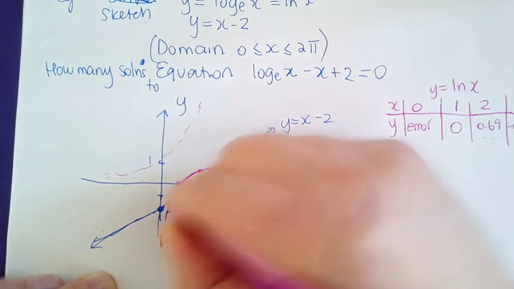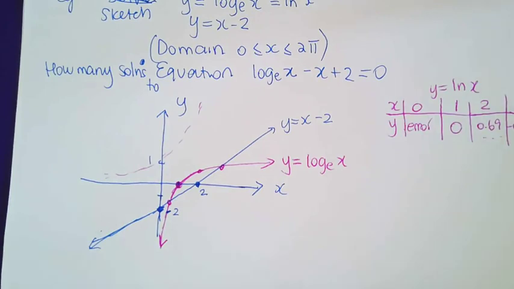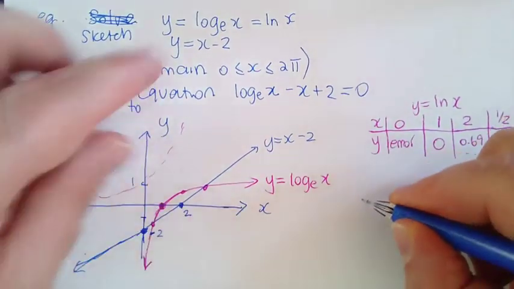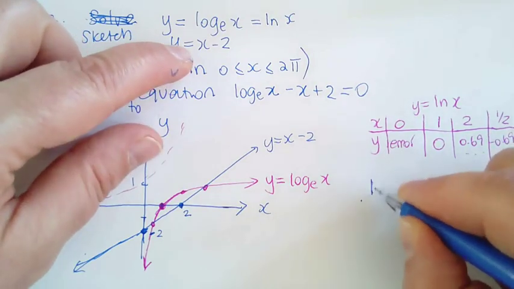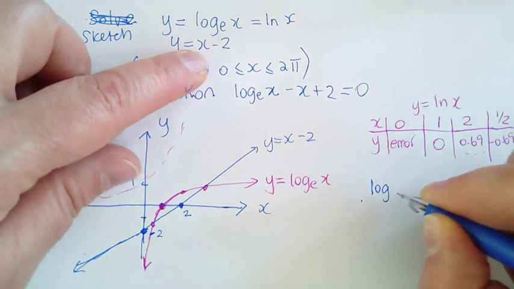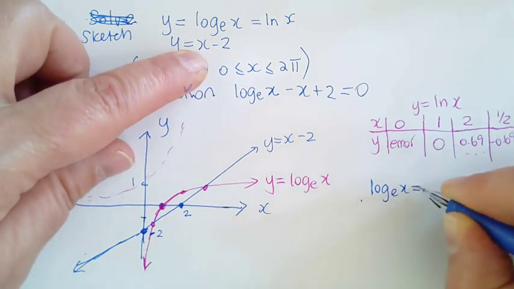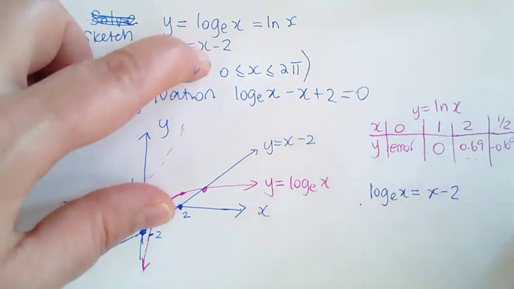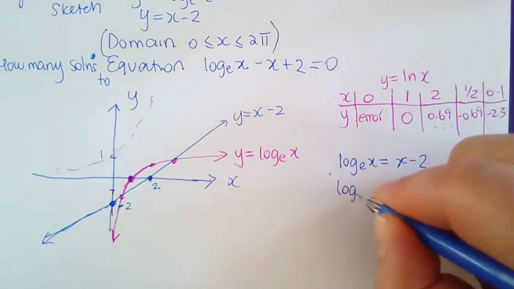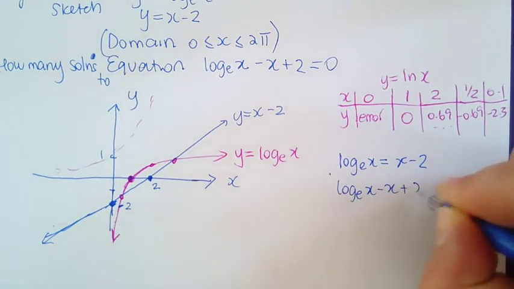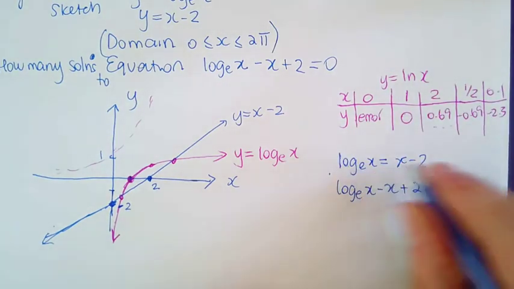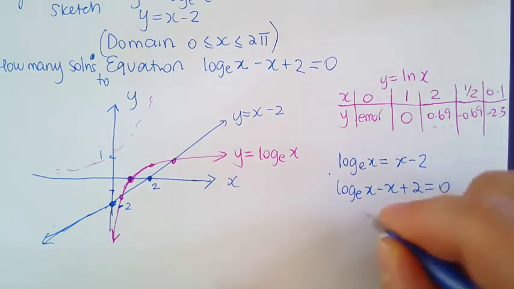Solutions. You can see how many solutions. It's asking for solutions to that equation. Why? Because I put these two things equal to each other. So I've got y equals log to the base e of x, and y equals x minus 2. So I get ln x equals x minus 2 if you want to find the solutions, and then I take everything over to the left.